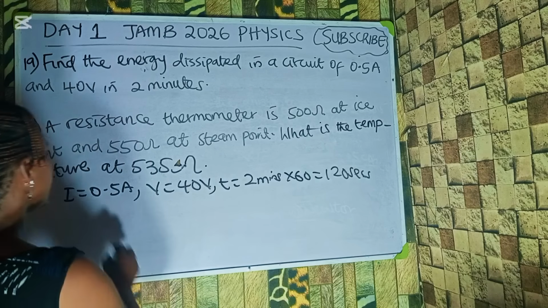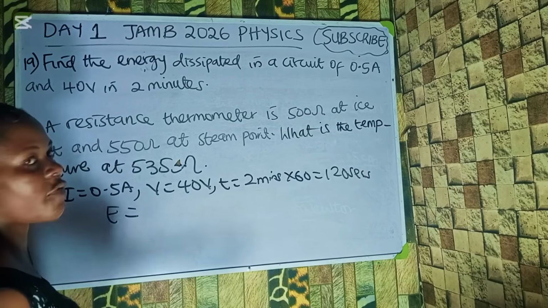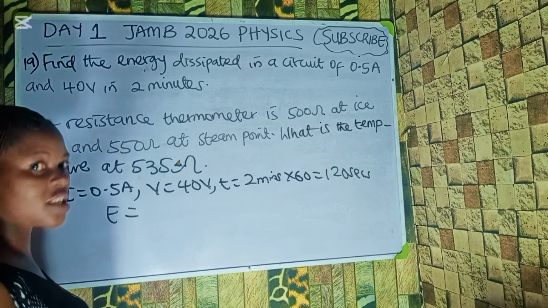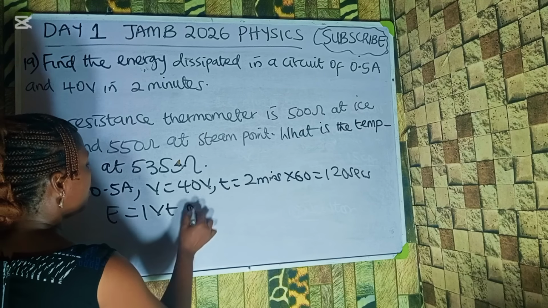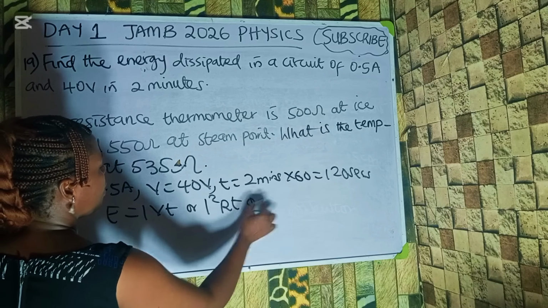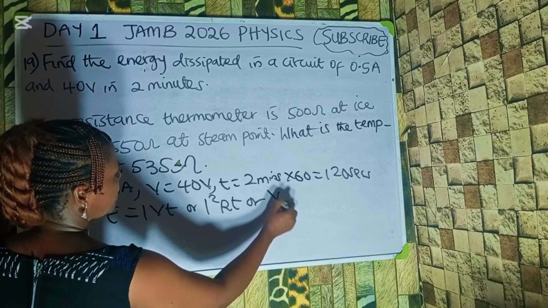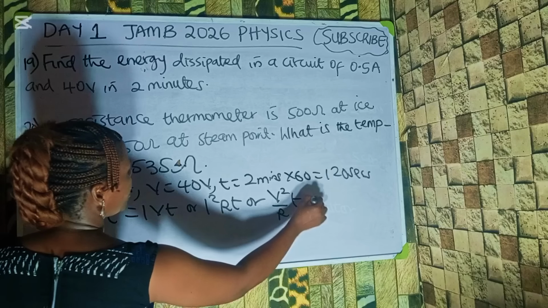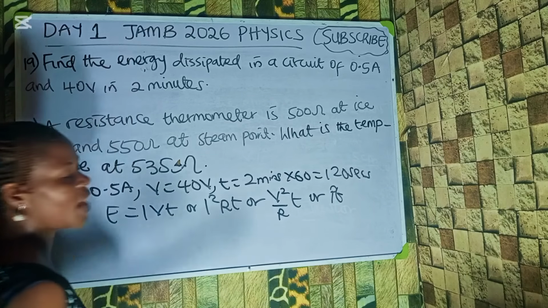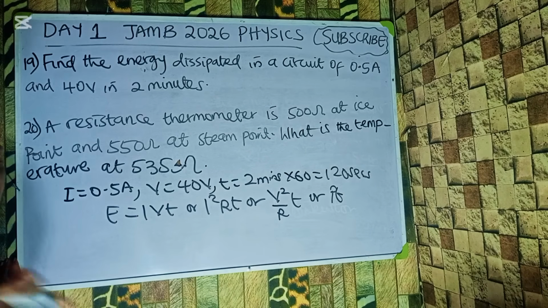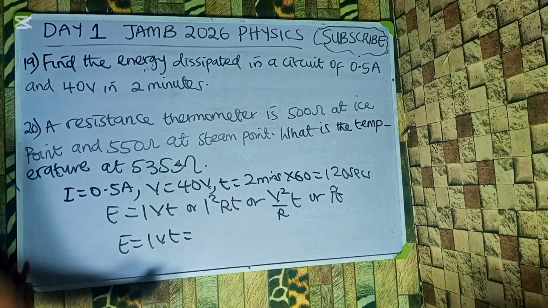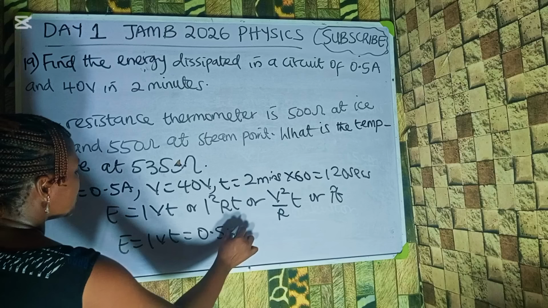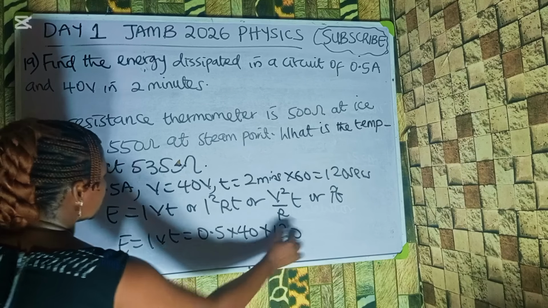The energy is what you are looking for, and we have different formulas for energy. Let me state them for you, so that anyone you see, you pick the correct formula and solve. Energy is equal to IVT, or I squared RT, or V squared over R times T, or PT. If you have a question, look at the parameters given and pick the equation that fits what you have. From the parameters given, I'm going to use energy equals IVT. So let's work it out: 0.5 times 40 times 120.